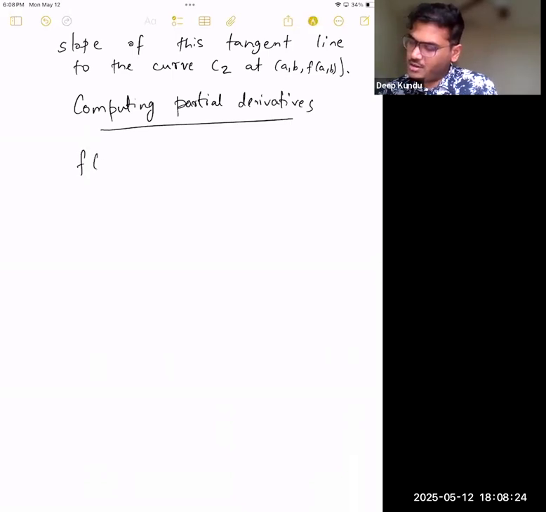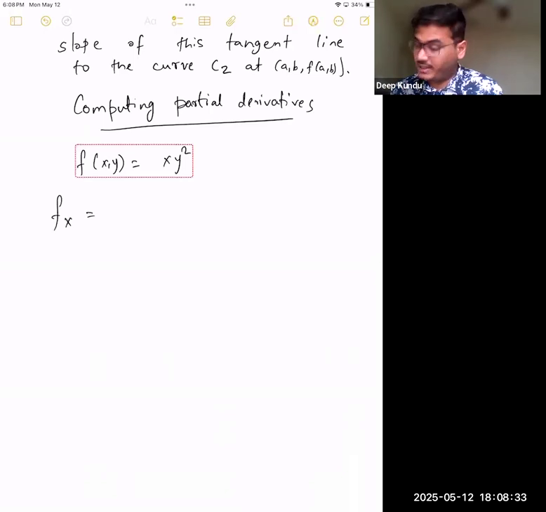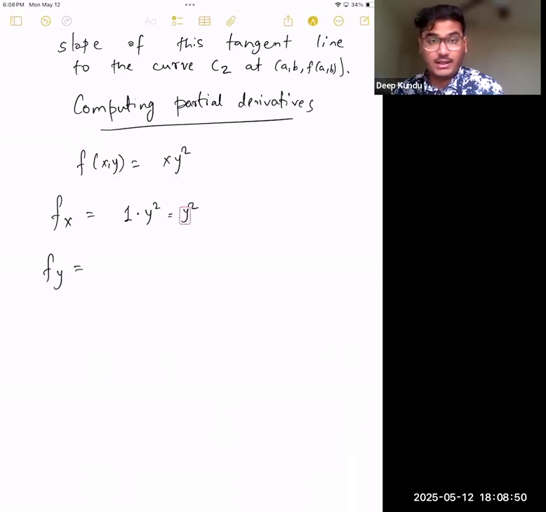If f is xy squared, in that case, f sub x, which is the partial derivative with respect to x, is going to be what? y is a constant, so y squared is a constant. So we find the derivative of x with respect to x, which is 1, and y squared. So just y squared, right? Now, if we do it with respect to y, so the partial derivative of f with respect to y, we treat x as a constant. So it's going to be x times the derivative of y squared with respect to y, which is just 2y. So 2xy. Okay, that's the simple idea.